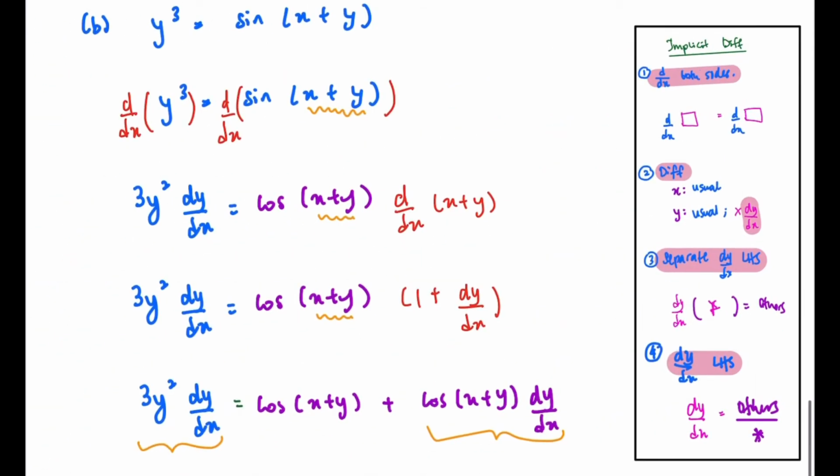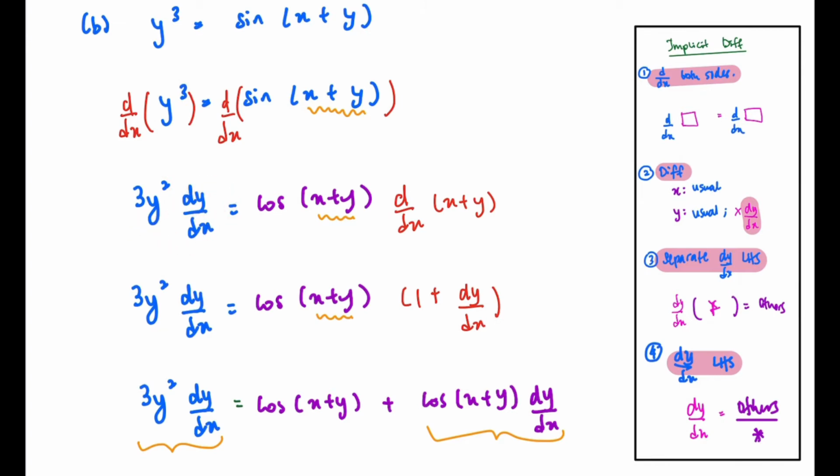Now let us see part B, y cubed equals sine of x plus y. Again, this is implicit differentiation because you cannot separate x and y. Now let's do the first step, put d over dx on both sides. Next, let's differentiate them. This is just the power rule, so just bring down the power, reduce it by 1, further differentiate, then multiply by dy over dx.